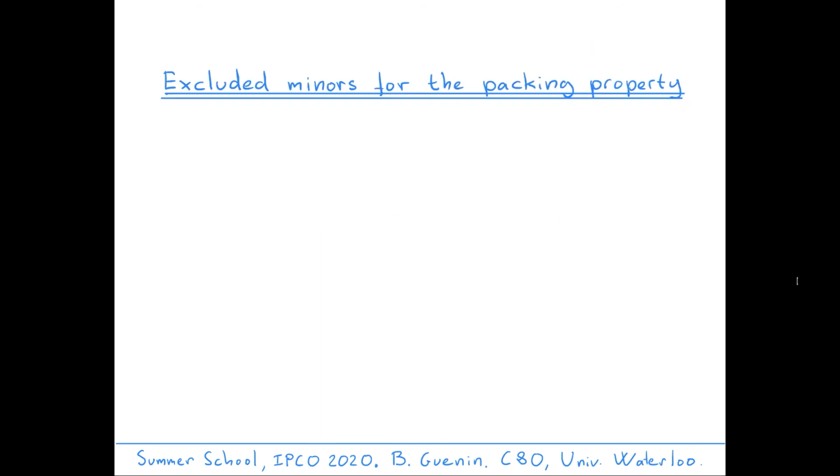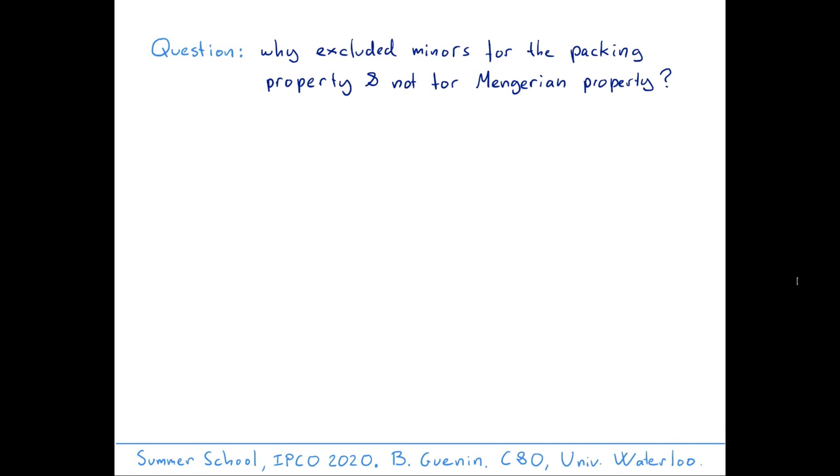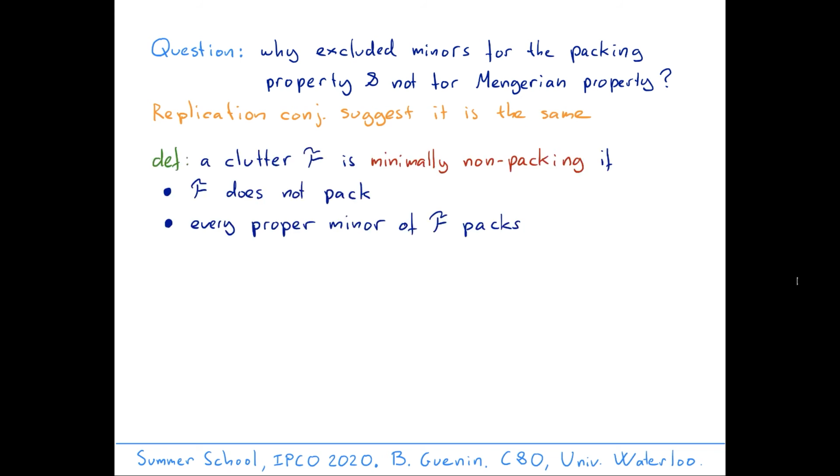So next, we're going to look at excluded minors for the packing property. So one question you may have is, why are we looking for excluded minors for the packing property and not for the Mengerian property? And the short answer is that these two properties are supposed to be the same if the replication conjecture holds. So what's the definition we're looking for? Well, a clutter F is minimally non-packing if it does not pack, but every proper minor of F packs. So minimally non-packing clutters are somehow the smallest clutters that don't pack.